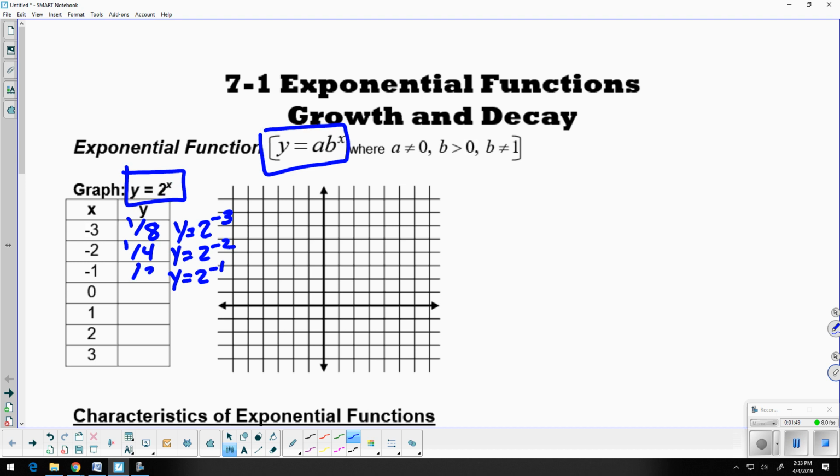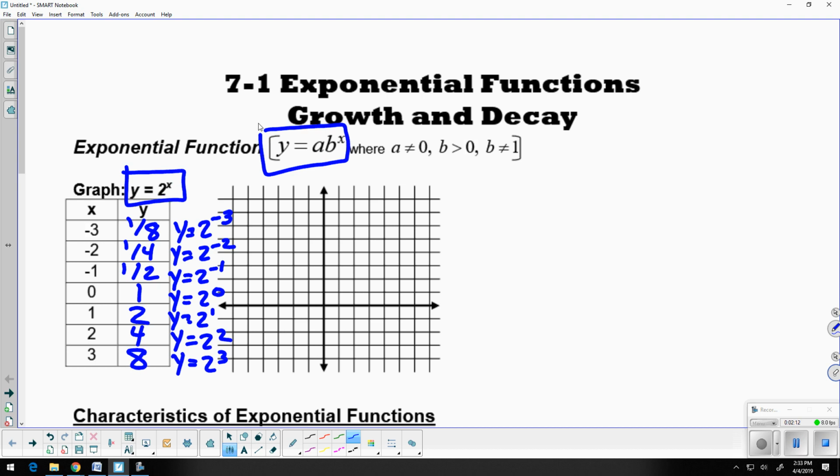Plugging in -1 for x, so y is going to be 2 to the -1, and that would just be 1/2. And then plugging in 0 for x, y is 2 to the 0 power, and anything to the 0 is just 1. Plugging in 1 for x, which should be a little bit easier now, 2 to the first power is just 2. Y equals 2 squared, so 2 squared is just 4. And then y equals 2 cubed, so 2 cubed, that's going to be 8.